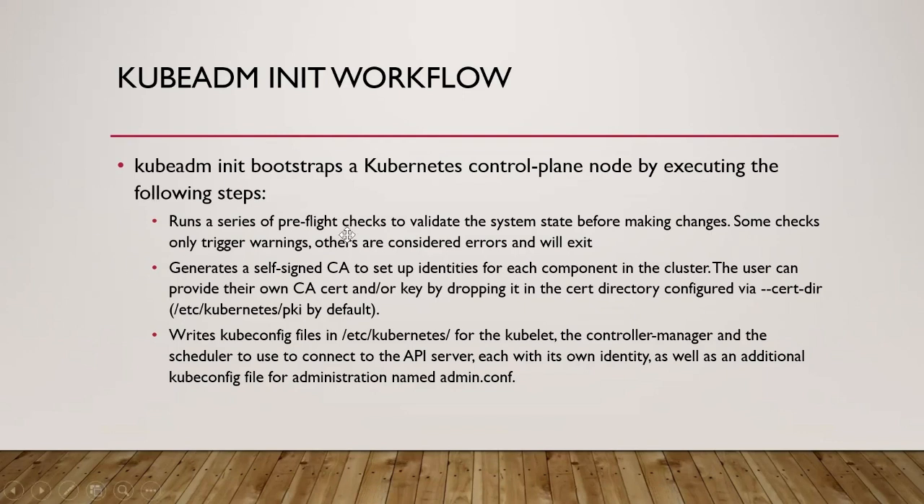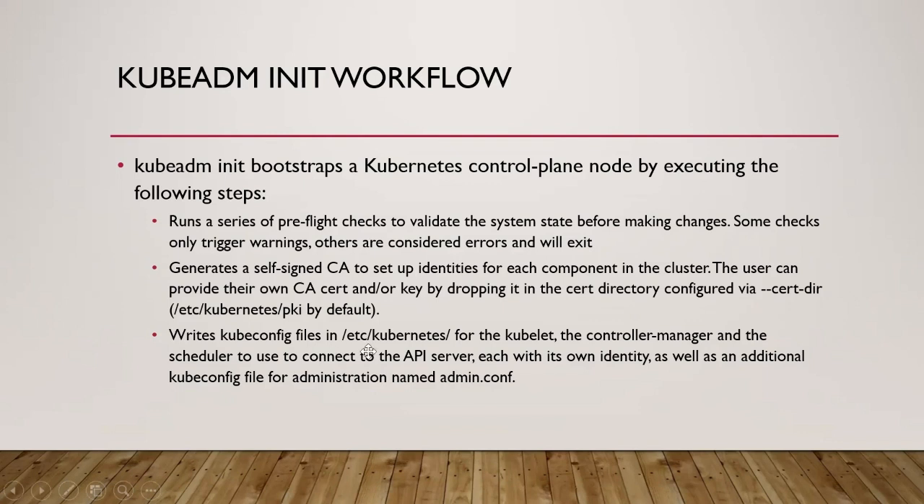So all these things are part of the system validation before the components are deployed; they will be checking it. So pre-flight check validates the system start state before making the changes. Then it will generate the CA, a self-signed CA, to set up the identities for each component in the cluster. The user can provide their own CA cert as well, but in this case, we are going to use the default CA.